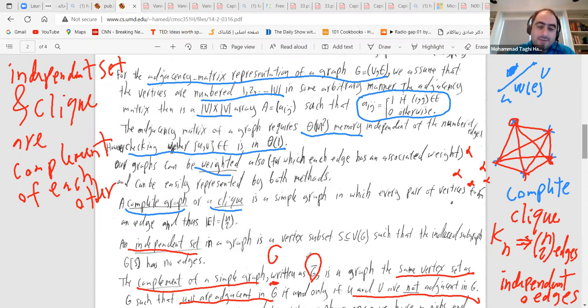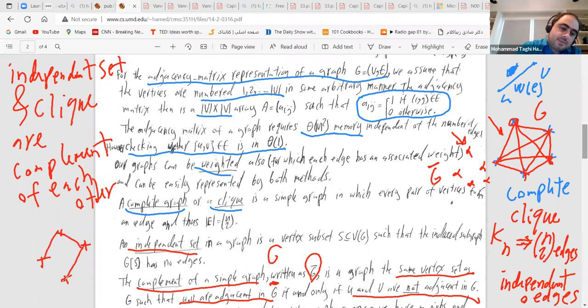So this graph, two vertices are adjacent in G prime if and only if U and V are not adjacent in G. If you want to represent it, we can give one example here. As I mentioned, one example would be a clique versus an independent set. All edges that exist in G, which is this one, do not exist in G bar. They have the same vertex set, but any edge here does not exist there, and vice versa.